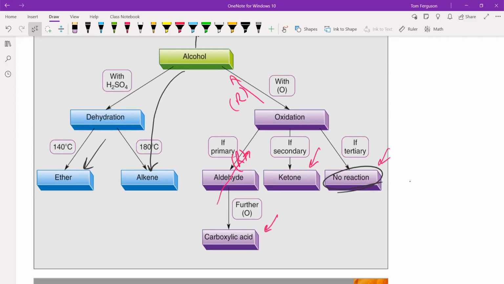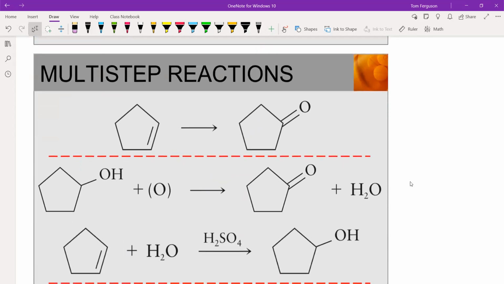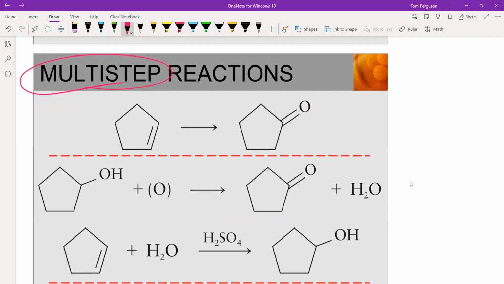So using this flow chart now, we've talked about a lot of reactions so far. Multi-step reactions are trickier than single-step reactions because you have an intermediate here. And the question is, what are they? How do you figure it? Okay, so now we have an alkene here, and we have a ketone.